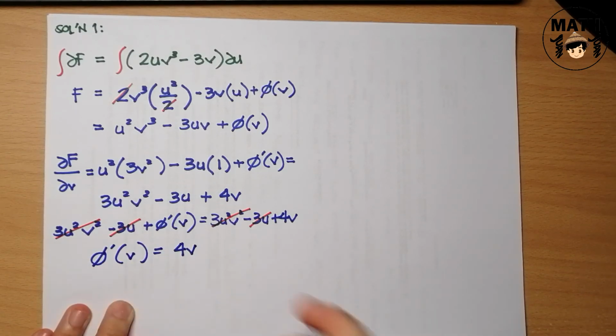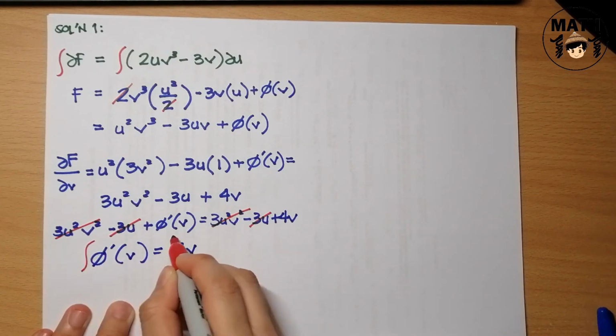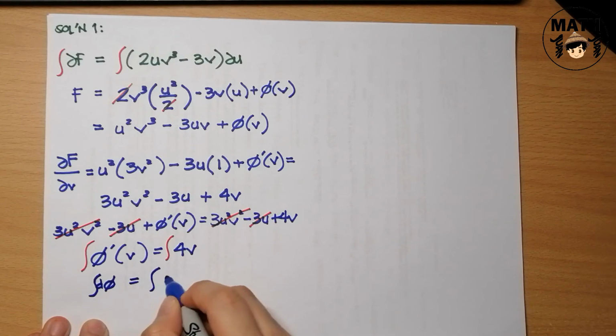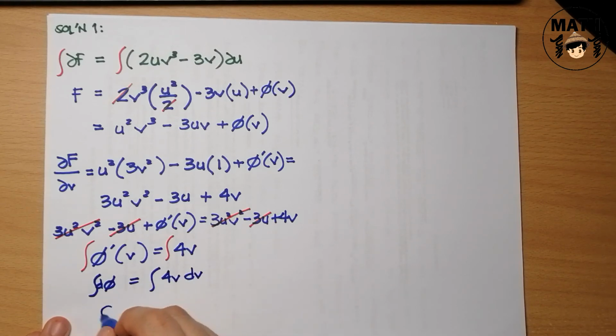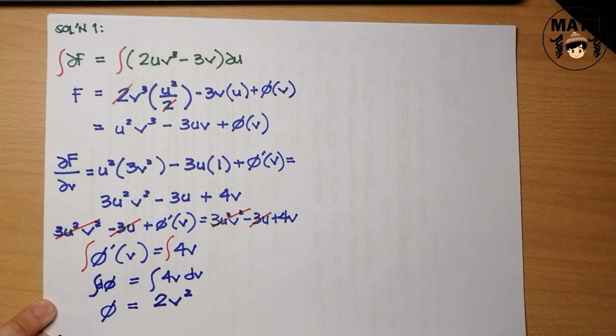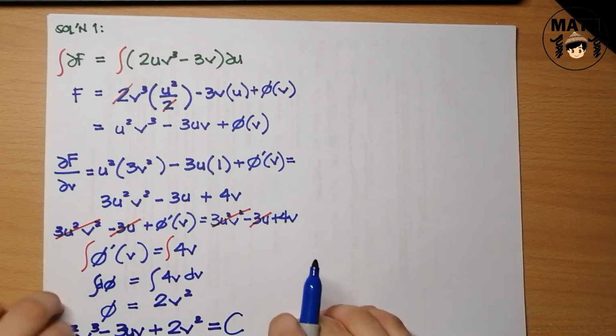To solve for the function phi, again, we will just integrate. So, the integral of d phi is equal to 4v dv. So, phi is equal to the integral of 4v dv, which is 2v squared. Therefore, the function f that we're looking for, isama lang natin to, is equal to u squared v cubed minus 3uv plus 2v squared equals c.